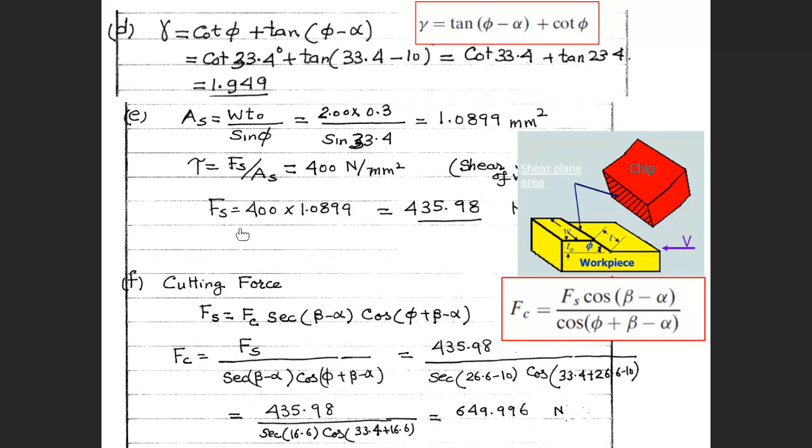And then we need Fs. We need to obtain Fs, the shear force. The shear stress is given, which is 400. We need to know the shear force. Shear force can be obtained as tau multiplied by As. Then we need to obtain As. As can be obtained as W t0 over sine phi. t0 we know, W also we know, phi we know. Then you can obtain As, then you can obtain the shear force.